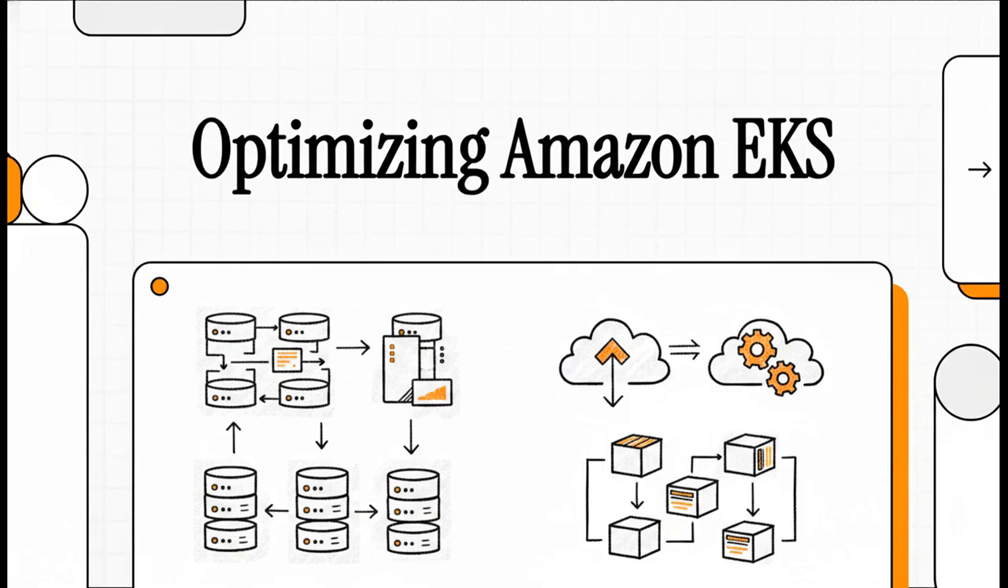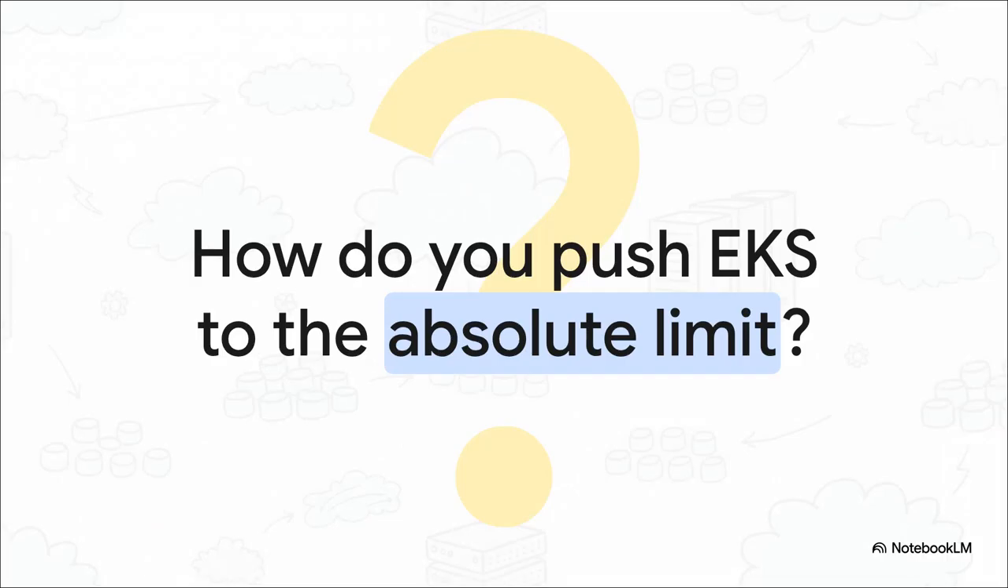If you've ever felt bottlenecked by network interfaces or kind of frustrated by how your instances are physically placed on the actual hardware, you're definitely going to want to stick around for this. So here's the million-dollar question cloud architects are facing every single day. How do you actually push EKS to its absolute limit?